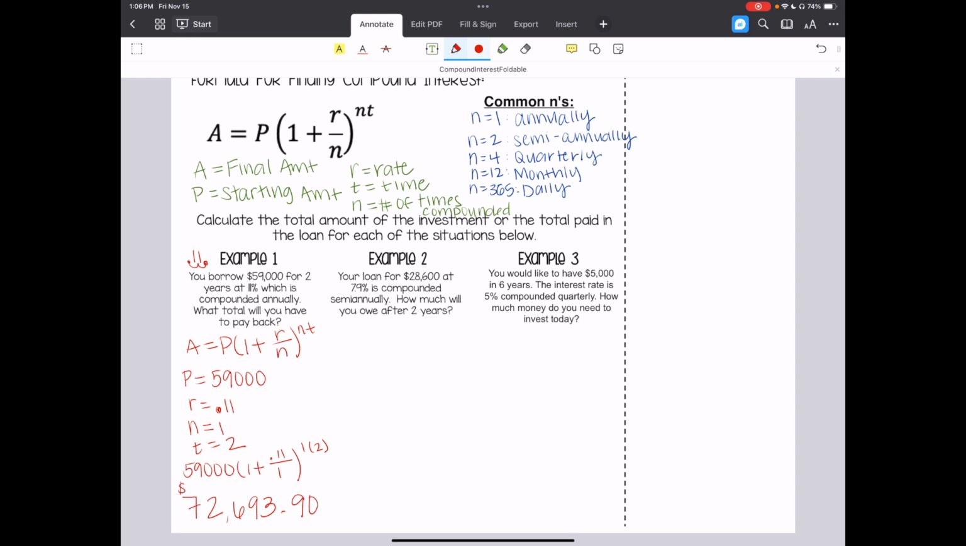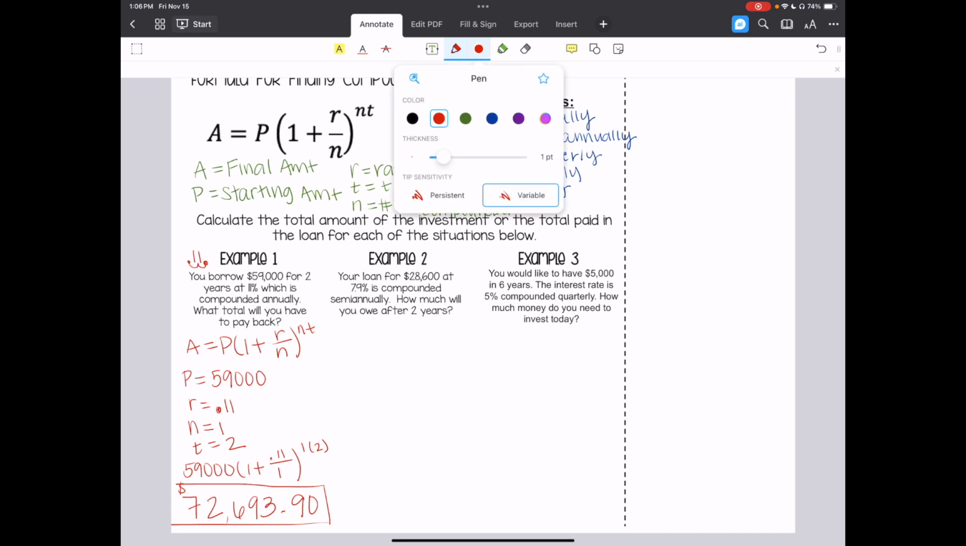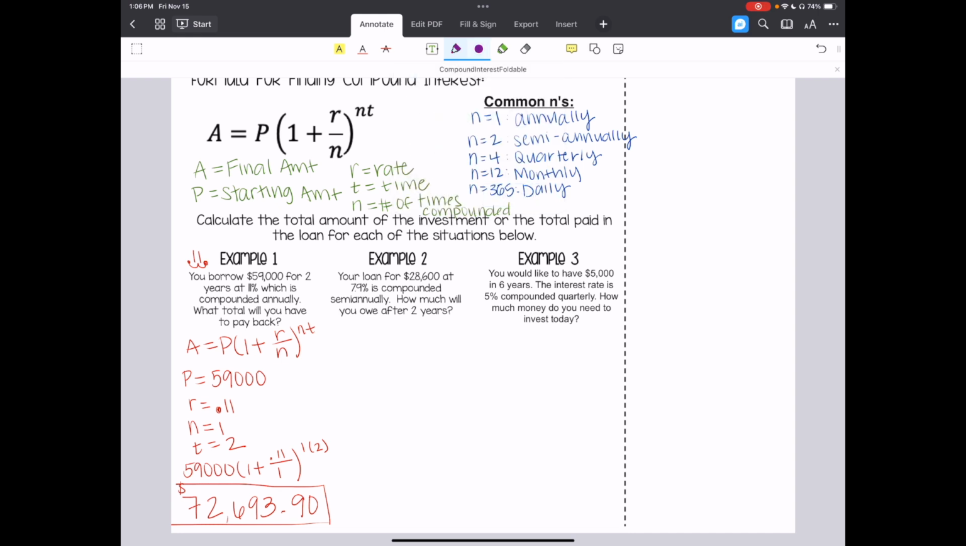So that is how much money you would have to pay back after 2 years. So you started with a loan for $59,000, and only after 2 years you're already paying back $72,000. So that's why 11% is horrible. So in the future, don't ever try to get an 11% loan, because that's just way too much money.